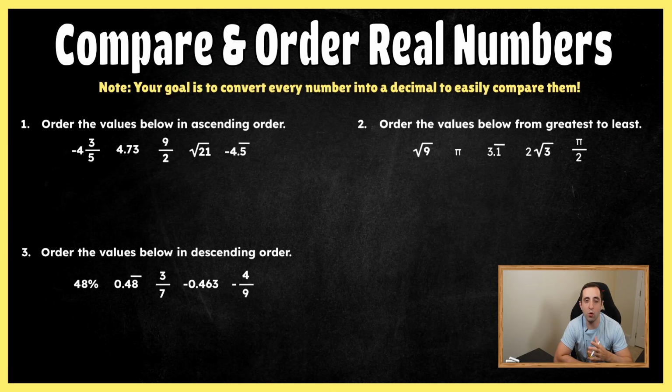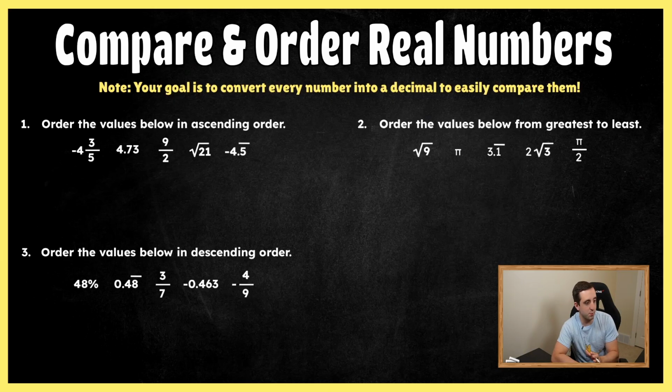Now, when we compare and order real numbers, our goal here is to convert every single number that we have into a decimal, because then it's very, very easy to compare all of our numbers. But if we're dealing with things like square roots, terminating decimals, mixed numbers, it's almost impossible to figure out which one is the smallest, which one's the largest, which one goes in the middle, which is why we need to get them in the same exact format, in this case, decimals being the easiest.